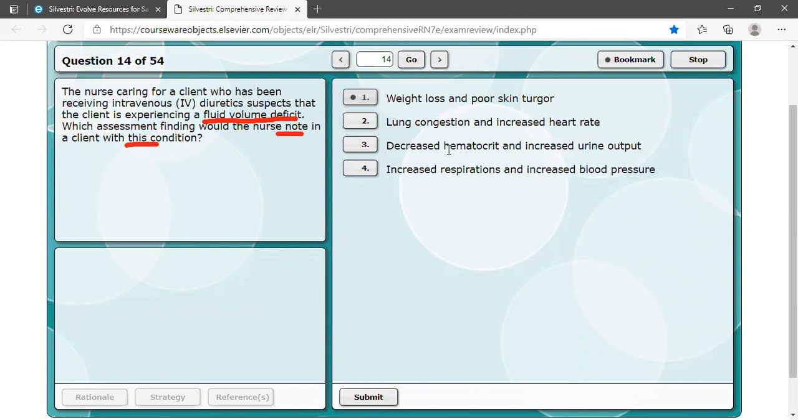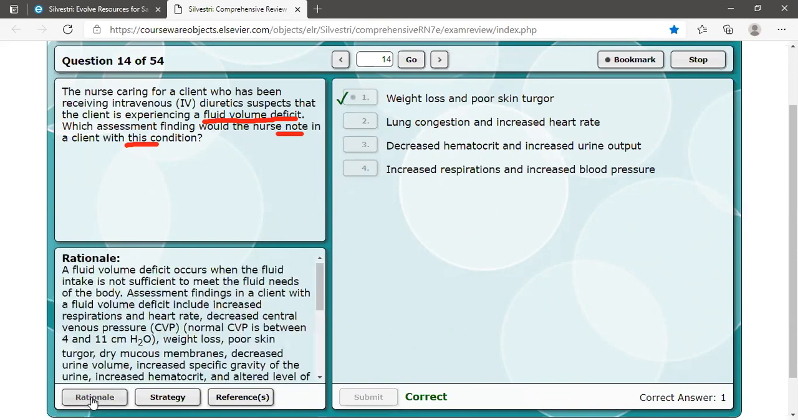What is the sign of fluid volume overload? Increased respiration and increased blood pressure. If you have excess fluid, overload of the fluid, blood volume increases and blood pressure goes up and the patient develops hypertension. So also it is not an answer. The most appropriate answer is the fluid loss, body weight loss, and poor skin turgor. This is the sign of fluid volume deficit because the patient develops dehydration.